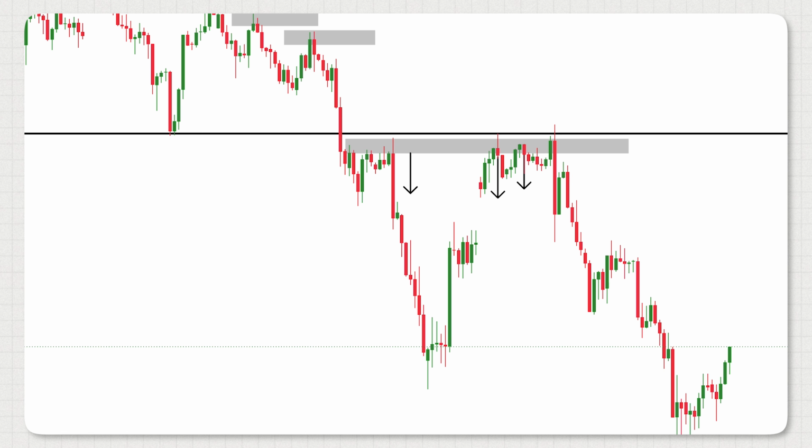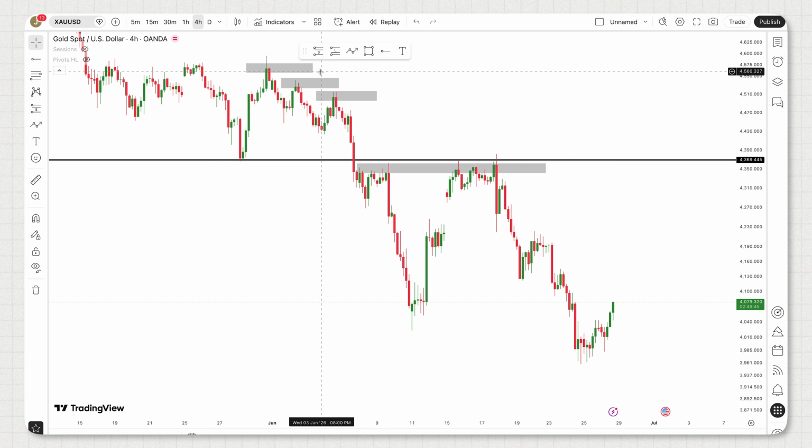And when it came back the third time, it got rejected again and it sold off heavy to the downside. So this setup looked a bit like this. We had this indication, we had our correction. The correction tapped into our key level, then started selling off.